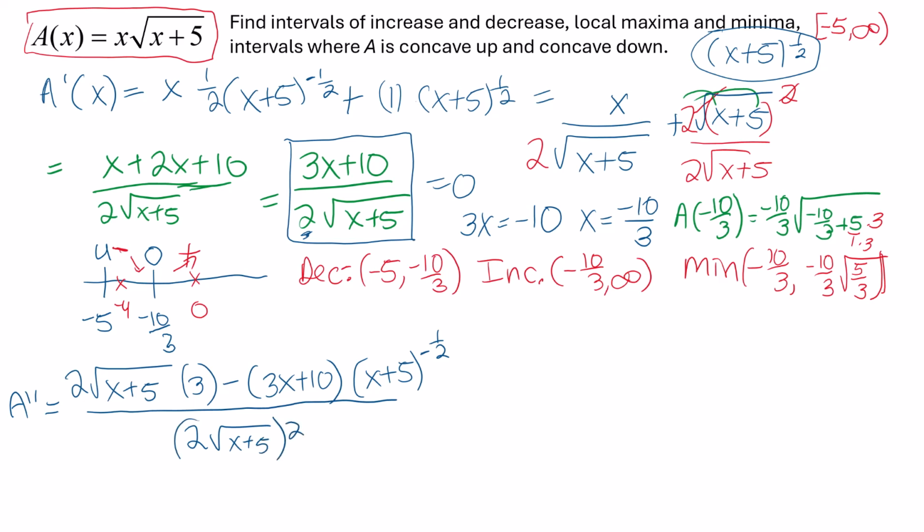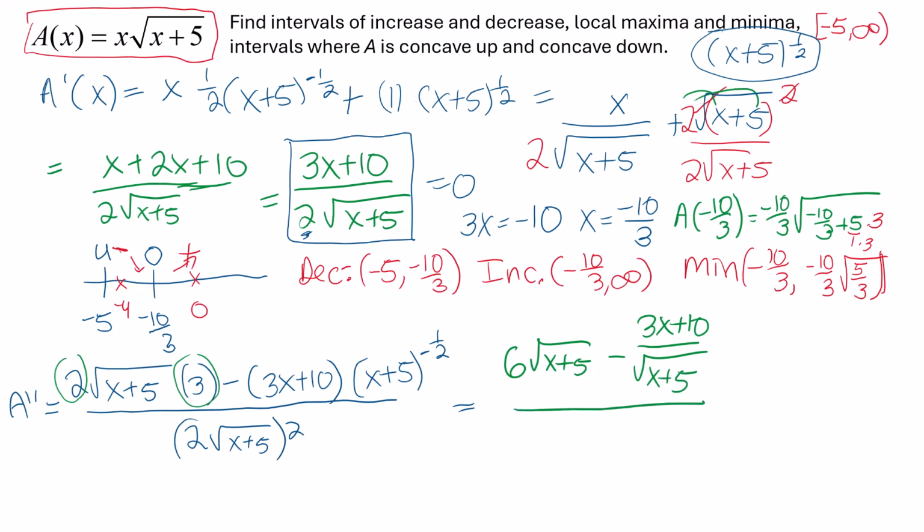Okay, so let's see what we can do to simplify things. I'm going to express it in radical form without the negative exponent as well. So I'll combine this 3 and this 2. So I've got 6 square root of x plus 5, and then I have minus 3x plus 10 over square root of x plus 5. And then down here in the denominator, I've got 4 times, when we square the square root, that'll cancel, so it'll just be x plus 5.